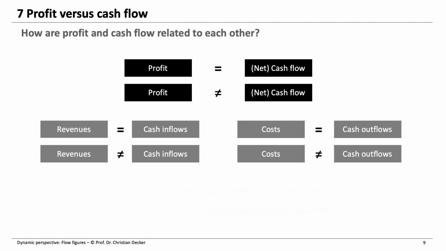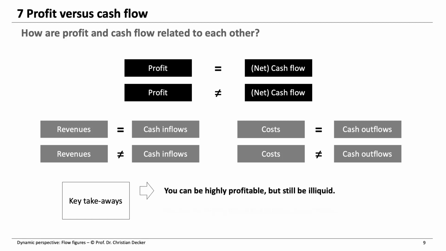However, before the example is shown, two key takeaways resulting from the presented combinations must be pointed out. You can be highly profitable but still be illiquid. You can be highly liquid but still be unprofitable.